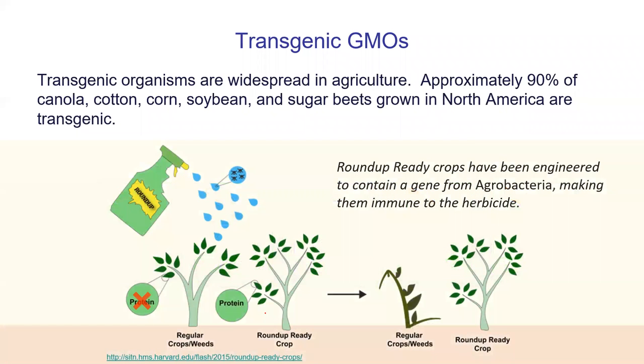So what is going on here? So it turns out what you're doing is you're engineering the plant to be resistant to the herbicide. And then you can spray the field with that herbicide and it will kill everything, kill all the weeds, and only your plant of choice is going to survive.